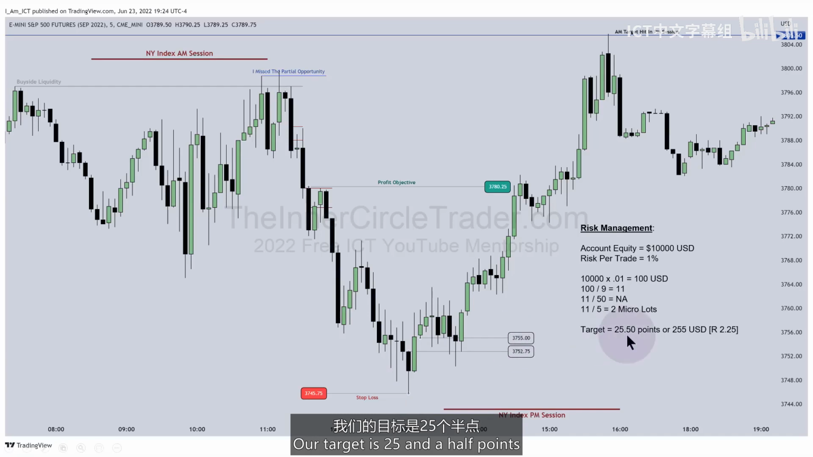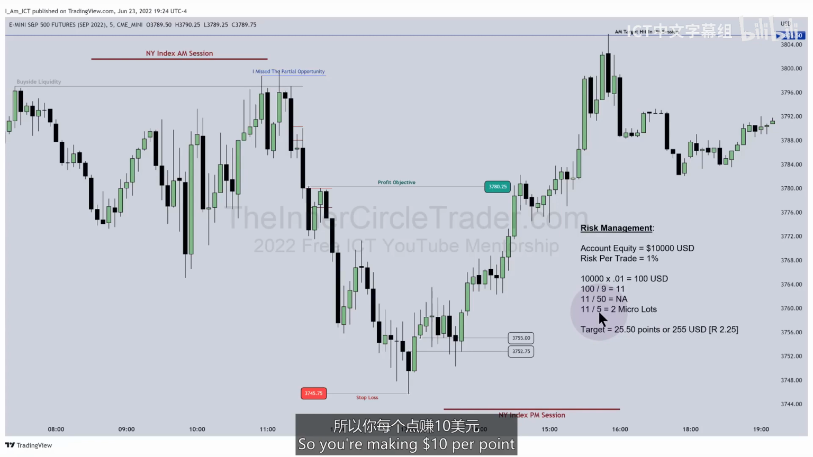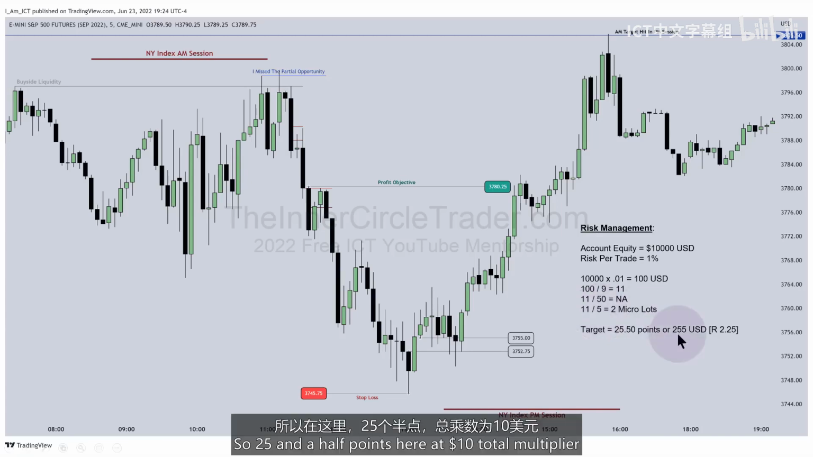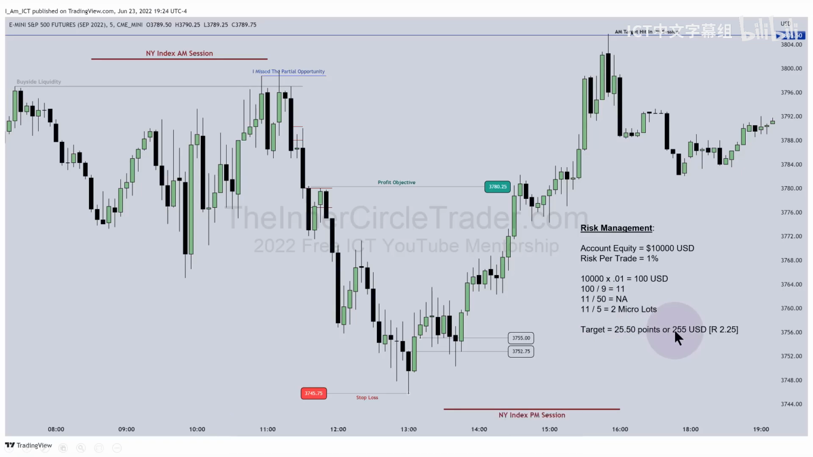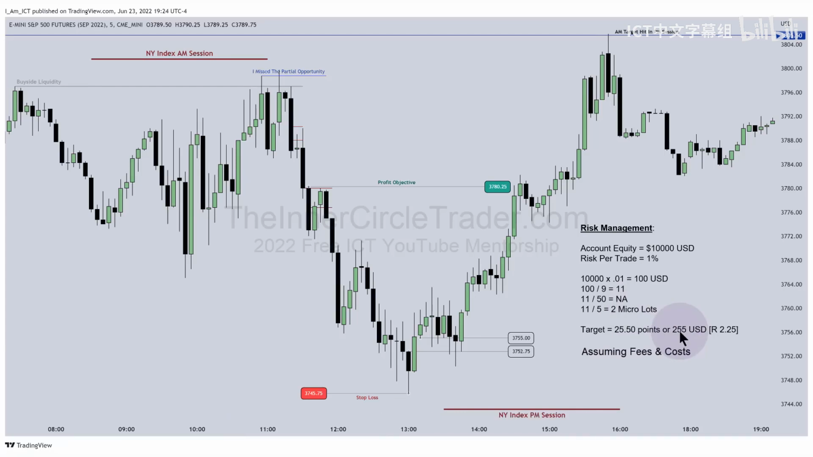Our target is 25.5 points, or $255, because 2 micro at $5 at the multiplier of each point. 2 times 5 is 10. So you're making $10 per point because you're holding 2 micros. So 25.5 points here at $10 total multiplier based on the 2 micro lots, which would be basically 2.25% return. So you're going to risk 1% to make 2.25% on one intraday scalp here.